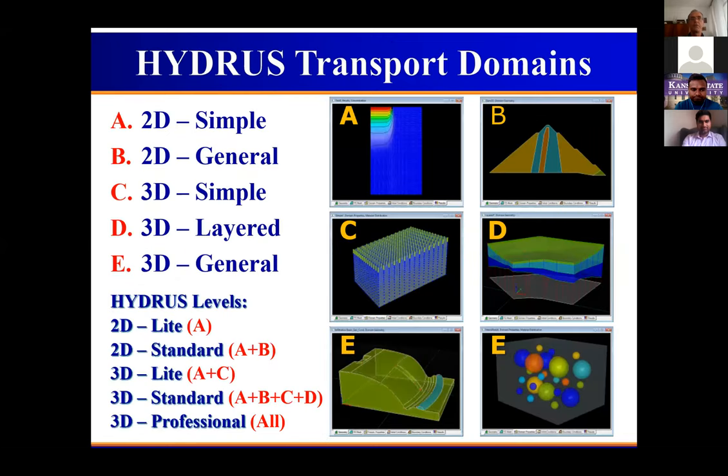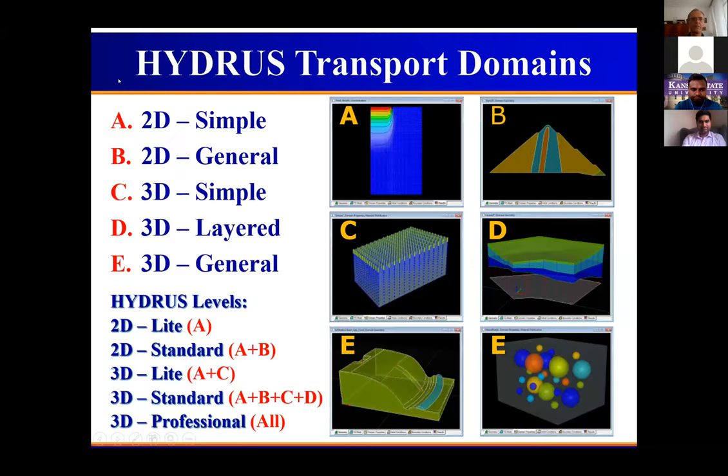We can deal with different types of transport domain in the HYDRUS 2D/3D codes. And we divide them into these five different types of geometries. So we can have simple geometries, which are kind of quadrilateral geometries. They can be more general than that, but those are simple geometry. And then we can have 2D general. And 2D general can encompass anything you can think of in 2D, which you can describe in a plane. So there is really no limit there.